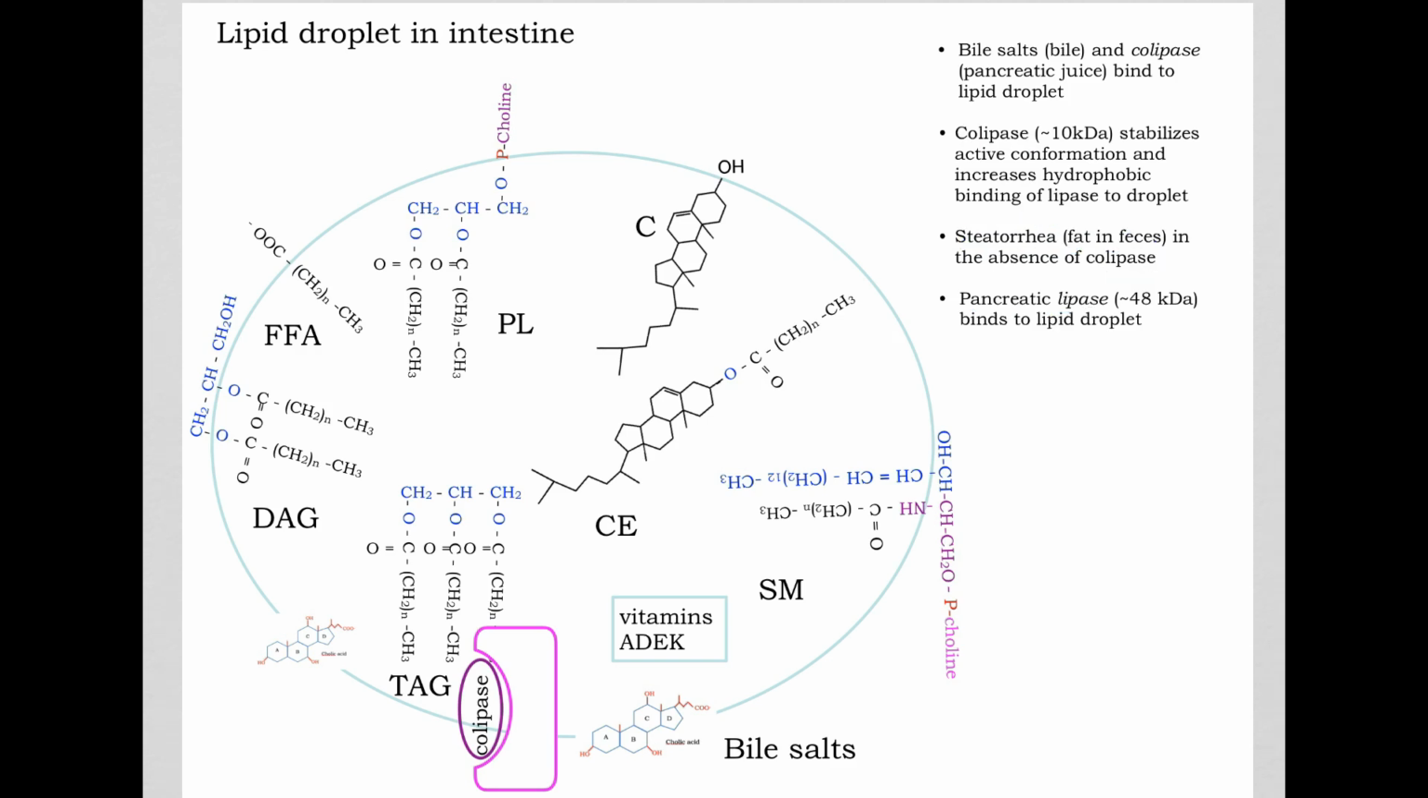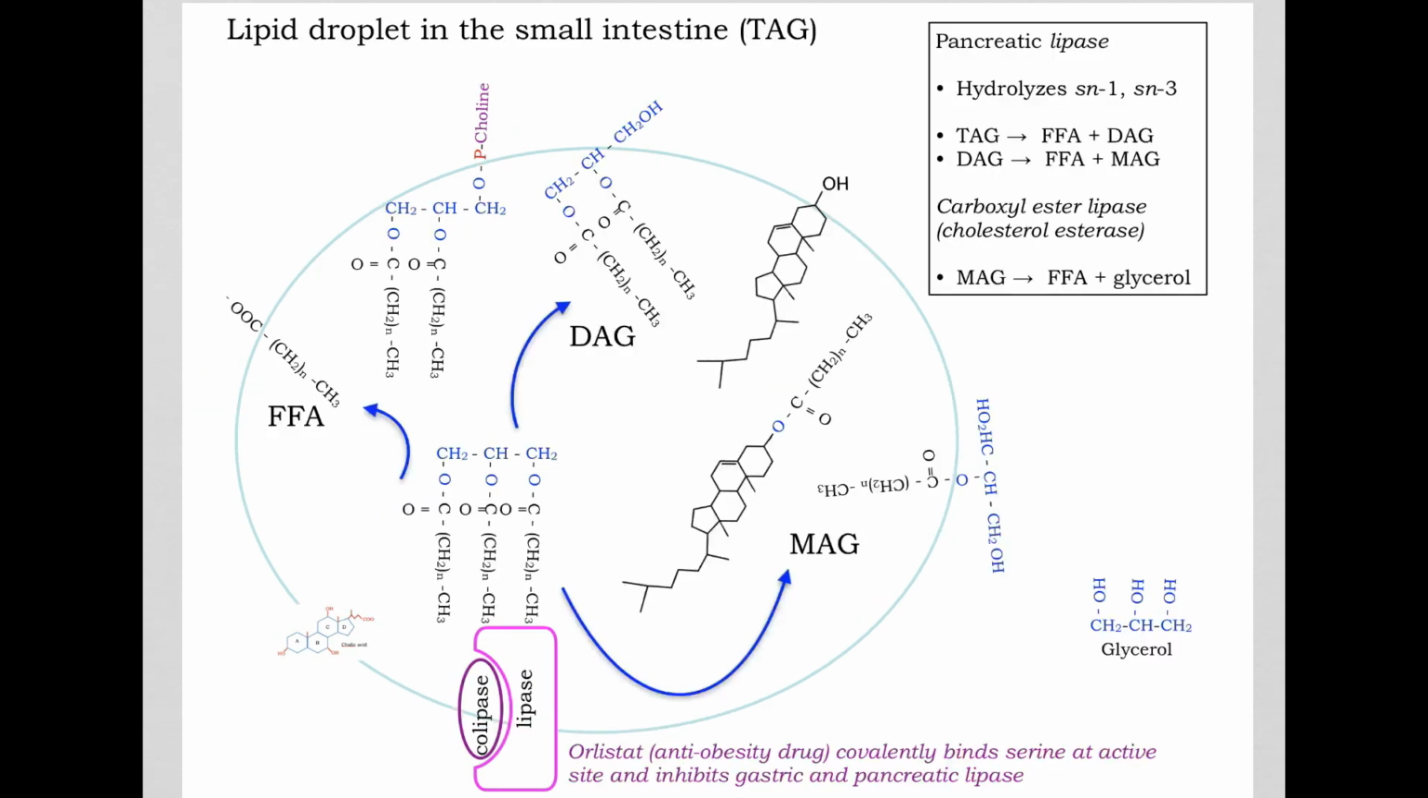So once we have the pancreatic lipase, the bile salts, and the colipase, now we are ready to hydrolyze or break down the triacylglycerols that are present in the lipid droplet. The pancreatic lipase prefers position 1 and 3 of the triglyceride. So right here, position 1 and position 3. And that will give us diacylglycerol and fatty acid, as well as monoacylglycerol and fatty acids.